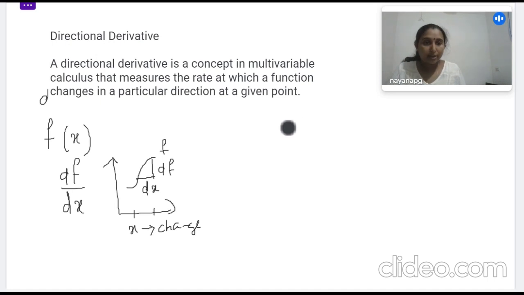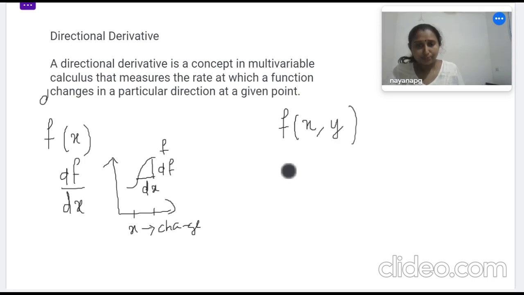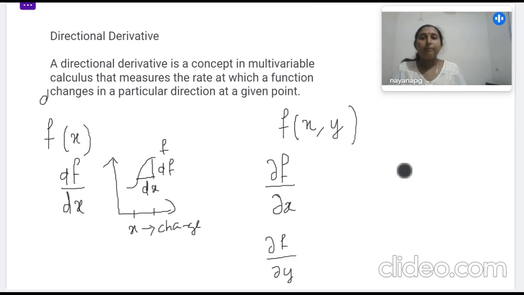Okay, and what about the partial derivative we learned last class? The partial derivative deals with multivariable functions. Let's consider a function f having multiple variables. I'm just taking two variables x and y. We have the partial derivative of f with respect to x and the partial derivative of f with respect to y. The partial derivative of f with respect to x means that the function is changing with respect to x, that is x is changing here, and y is considered constant.